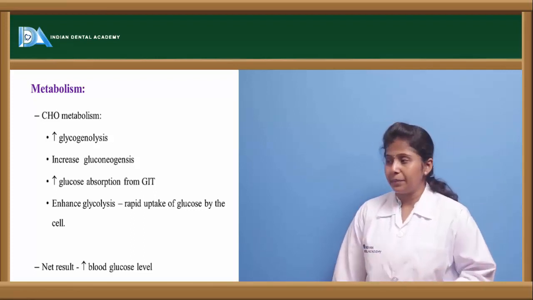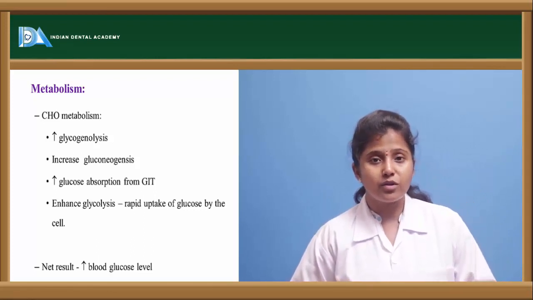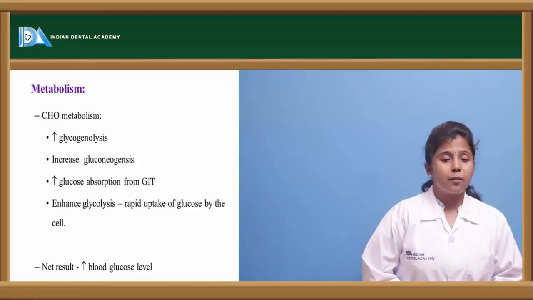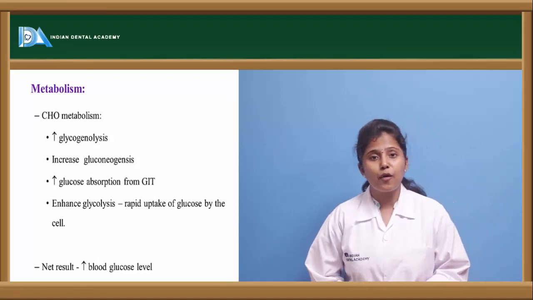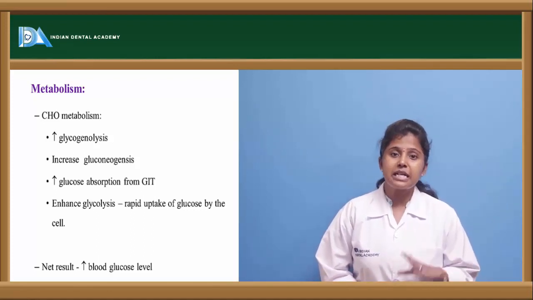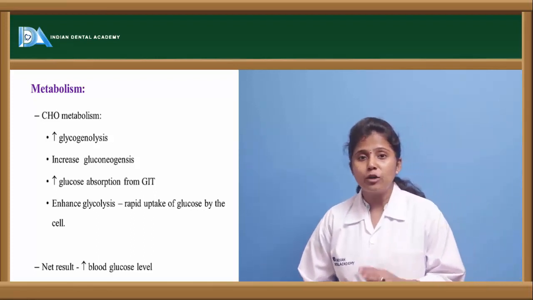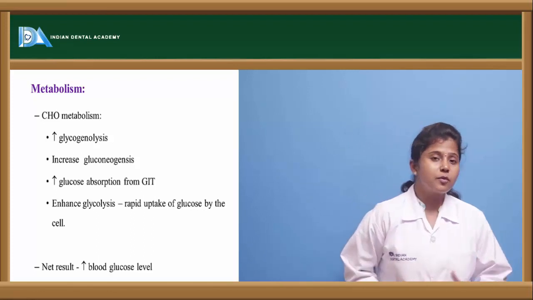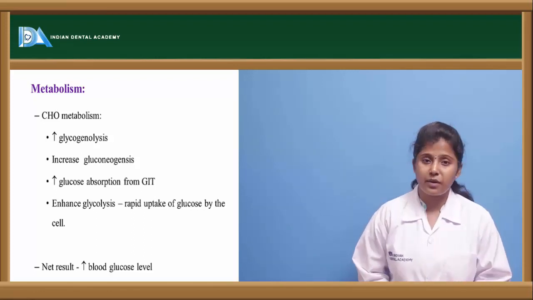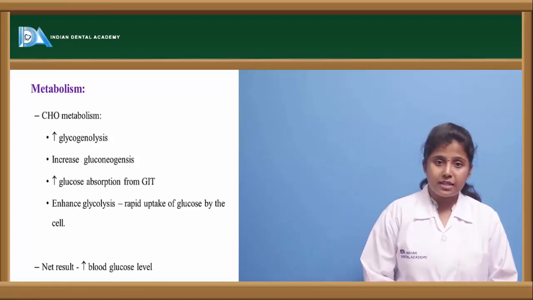So on carbohydrate metabolism, what does it do? It increases the process called gluconeogenesis. Gluconeogenesis is a process by which glucose is formed from other substances like fats and proteins, apart from carbohydrates. Neo means new, and genesis means formation, so from new products, glucose is generated apart from carbohydrates. And it increases glycogenolysis also.